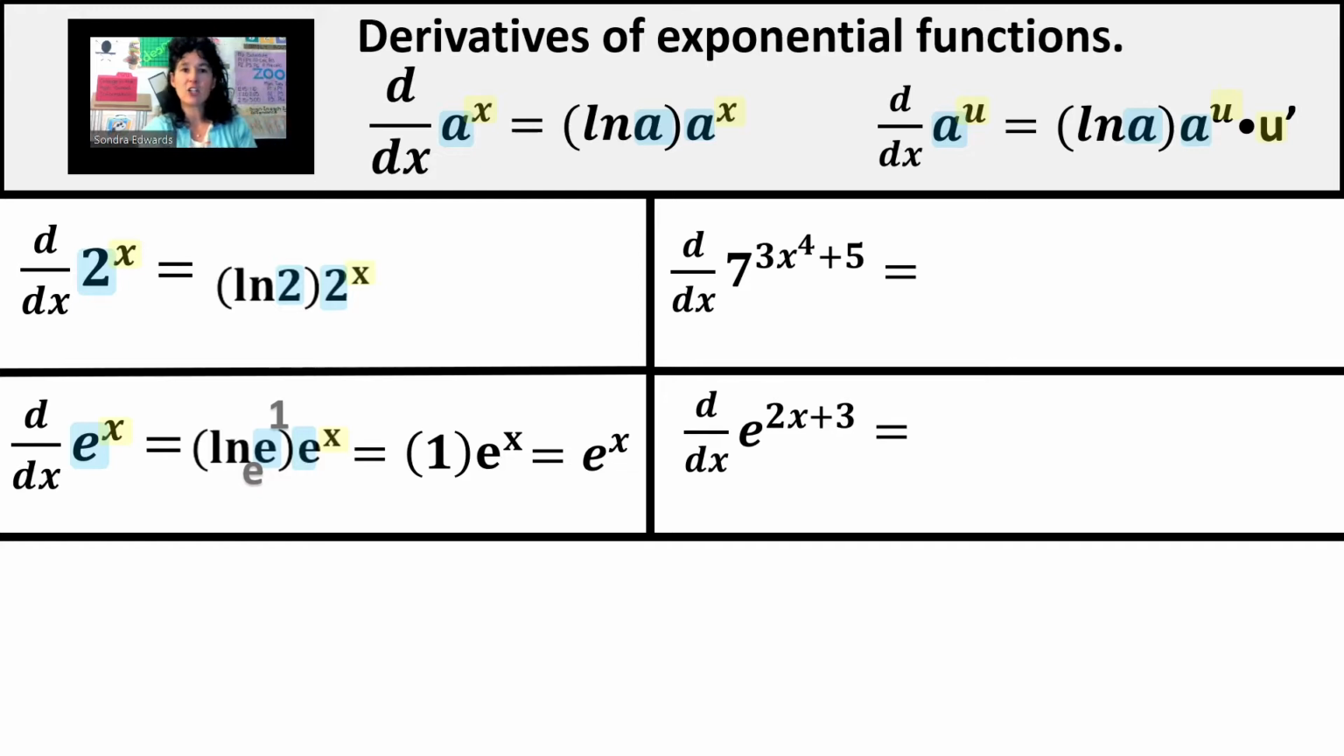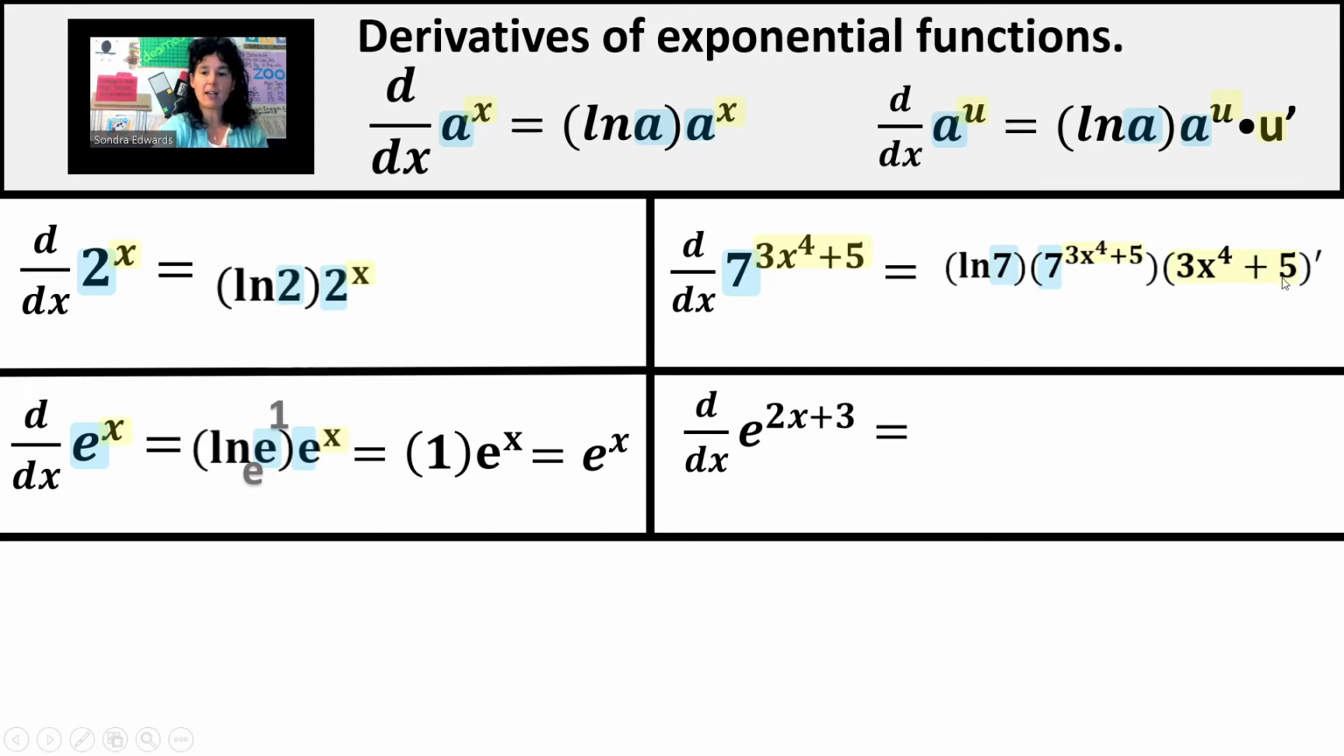All right, so let's take a look at another one. The derivative of 7 to the power of 3x to the 4th plus 5. This time, our exponent is more than plain x. So we are going to need to chain on the derivative of that exponent. We're going to have the natural log of the base multiplied by the original times the derivative of the exponent. And the derivative of 3x to the 4th plus 5 is 12x to the 3rd. And we cannot simplify that anymore, so that one is done.